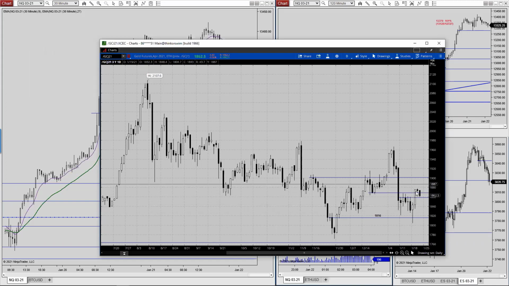That's what I said: it was great that it defended 1816. I said it needed to get above 1869 to generate some further buying. We did get that, but you won't get people saying maybe there's something behind this until we get a close above 1902.